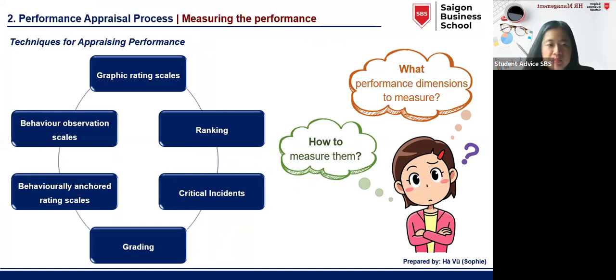individual performance. So you can see that there are some common techniques and methods for evaluating performance, like graphic rating scale, ranking, critical incident grading, behavioral anchor rating scale, and behavior observation scale. In our class, we do not have much time to delve into detail on these methods. So you can refer to these terms and study at home if you want to know more about these techniques, and I will provide you some additional reading for your reference.